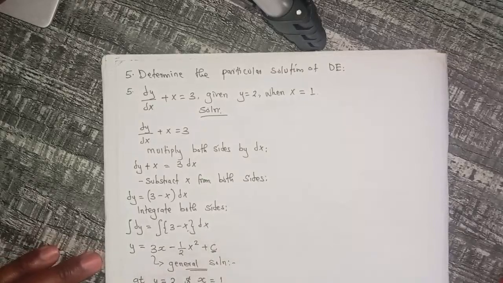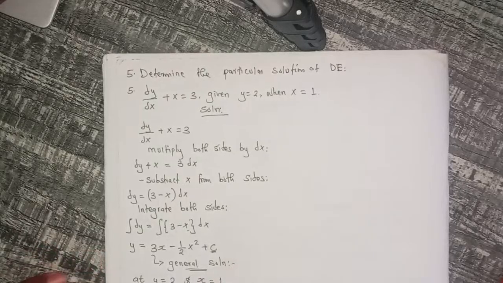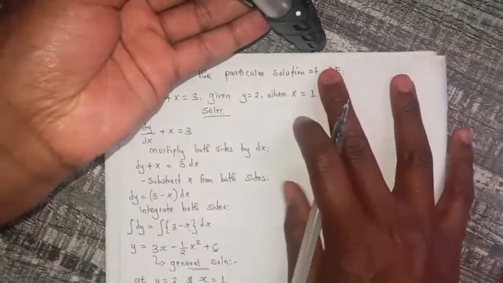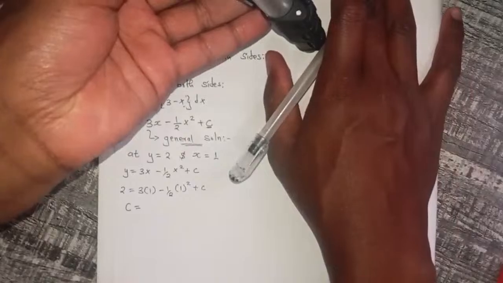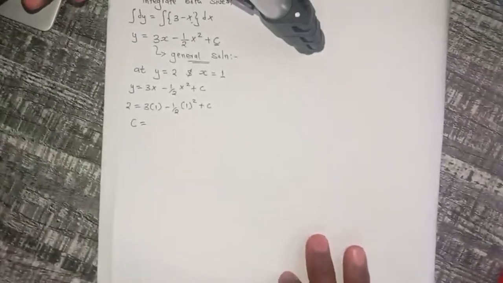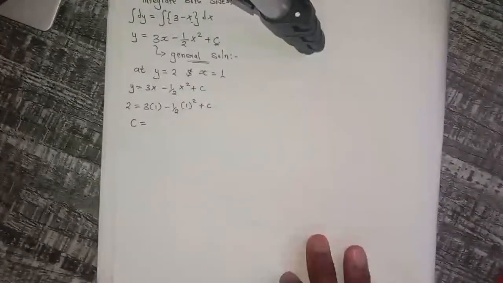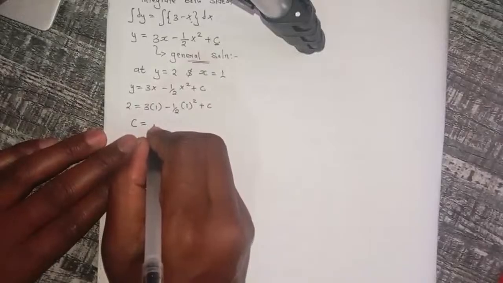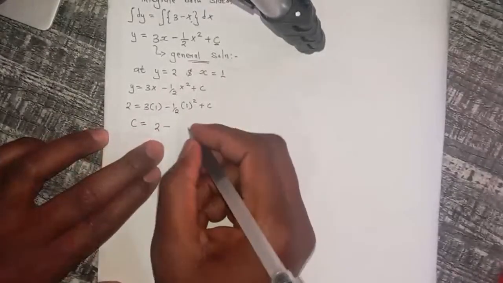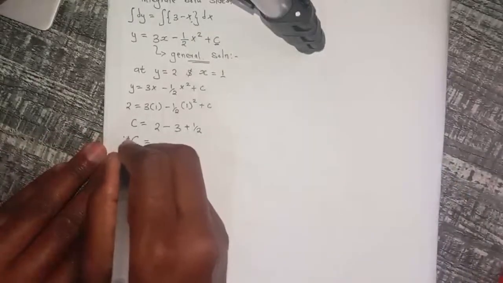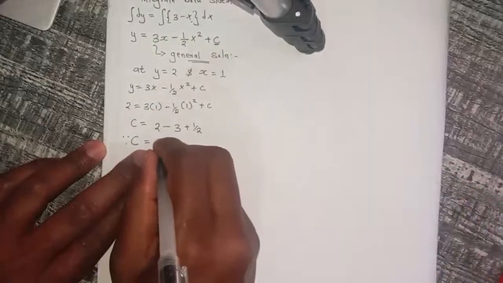So we know y is 2 equals to 3 into 1 minus half into 1 square plus c, and therefore constant C, if we make it the subject, this simply becomes 2 minus 3 plus half, and therefore C is equivalent to negative half.